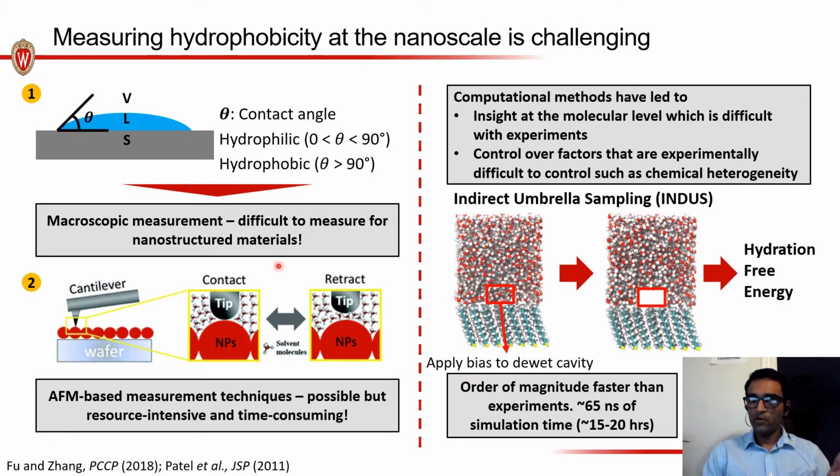One particular computational advance that we're going to be talking about and using a lot in this talk is something called indirect umbrella sampling. So in indirect umbrella sampling, what happens is that there is a surface, for example, a self-assembled monolayer, or a SAM in this case, with some water molecules on top of it. We apply a bias to de-wet a cavity near the surface, and we measure how easy or difficult it is to de-wet this cavity. And we call that free energy of de-wetting this cavity, or hydrating this cavity if you take a negative sign, as the hydration free energy.